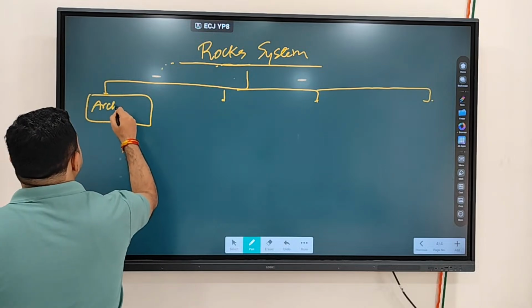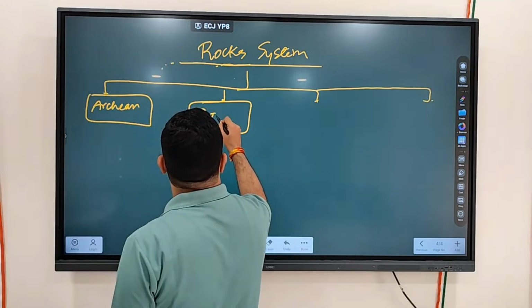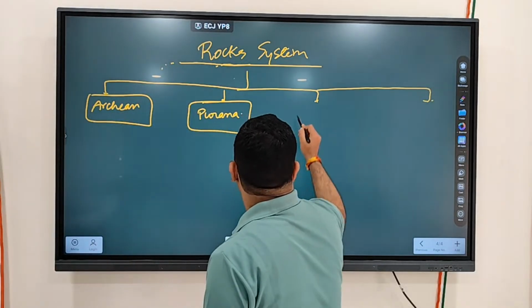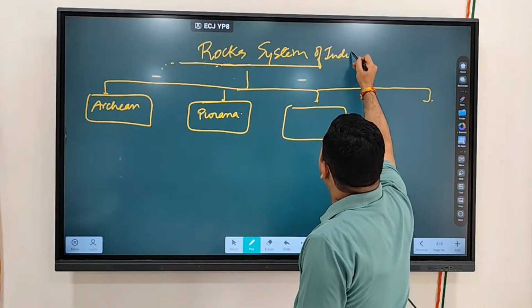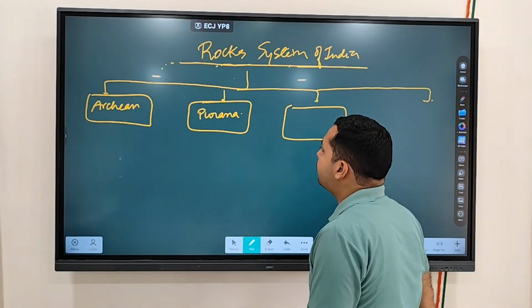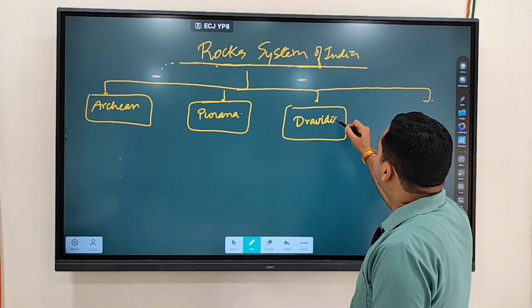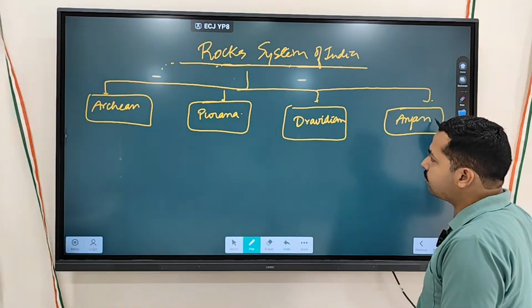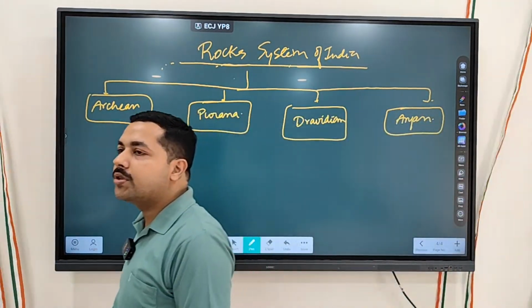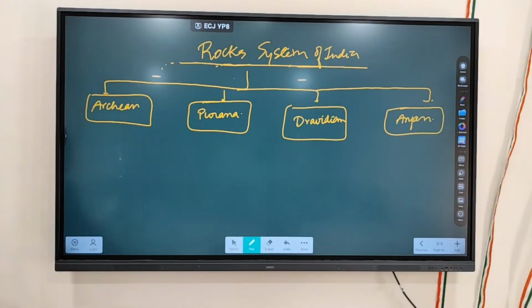Archean type of rocks. Second is called Purana rocks. You write it: rock system of India. Purana rocks, then Dravidian rocks, and then Aryan rocks. So there are four major divisions of rocks: Archean, Purana, Dravidian, and Aryan.